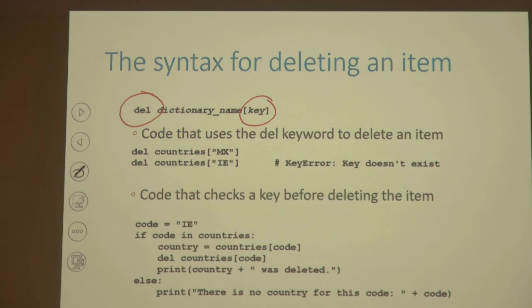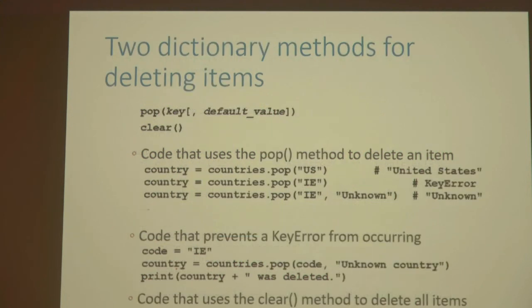Code that checks a key before deleting the item. So before you delete the item, what do you have to check? If it's there. You don't want to delete something that's not there. It will give you an error. So you check this code. It will check it for you and delete it. Two dictionary methods for deleting items. Take a look at it.